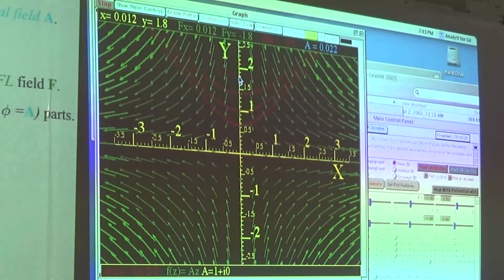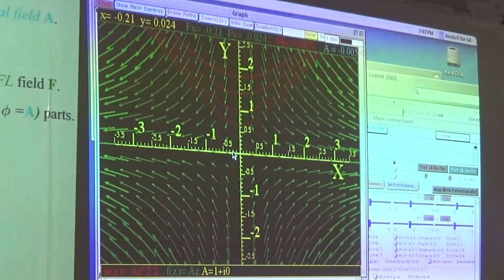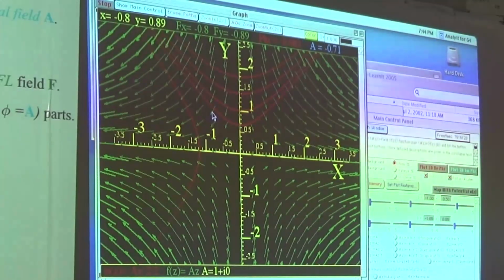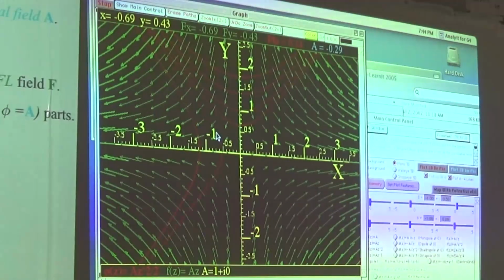I can just click a whole bunch of them, and I can do the same thing on the axis here, or I can just click anywhere I want. I'm going to get something. There's a hyperbola going across that way.